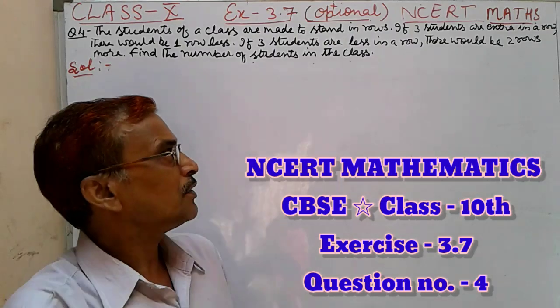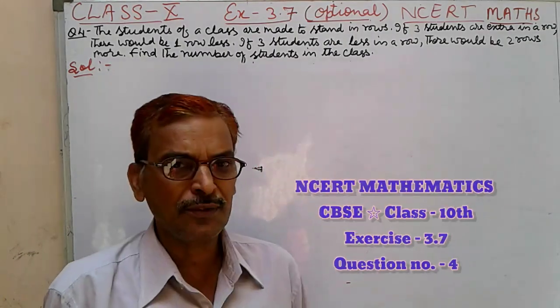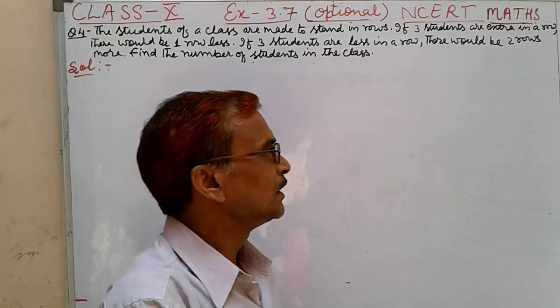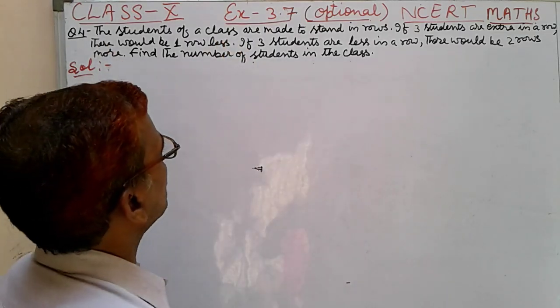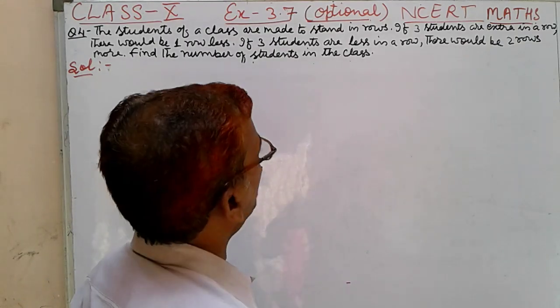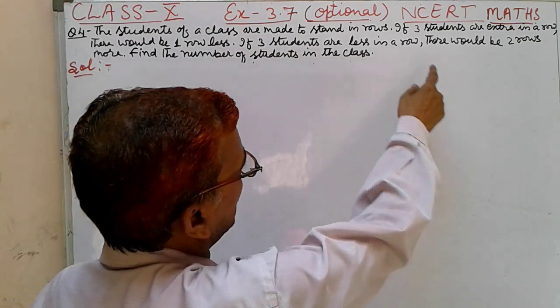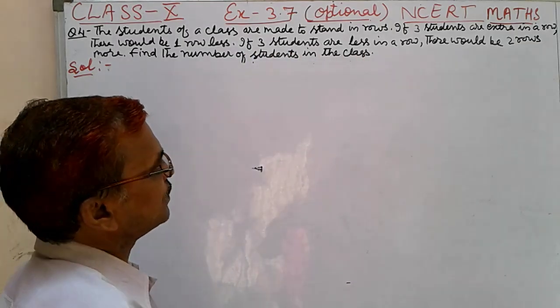Today students, I have question number 4 from exercise 3.7, the optional exercise of NCERT Maths. Here is the question for you. The students of our class are made to stand in rows. If 3 students are extra in a row, there would be 1 row less. If 3 students are less in a row, there would be 2 rows more. Find the number of students in the class.